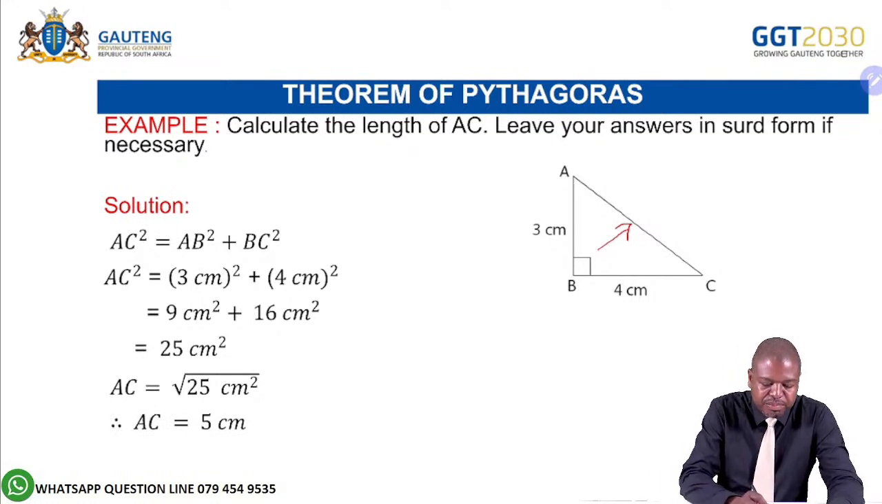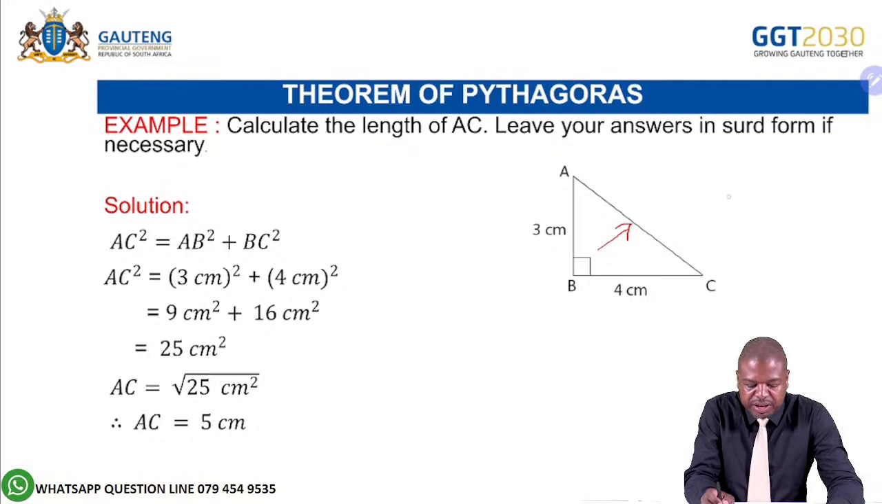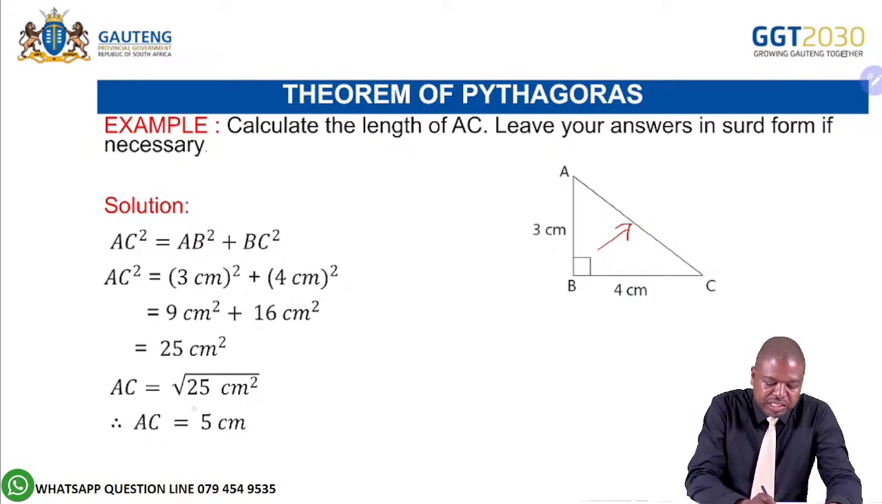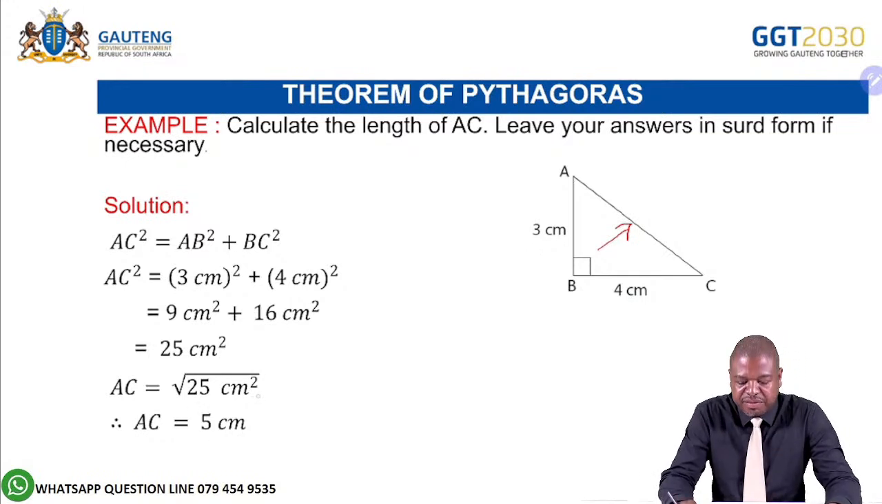If you want, you can actually prove it, right? Because 5 squared gives us what? 25. And 3 squared plus 4 squared gives us 9 plus 16, which gives us 25. Right. I hope you are following there.